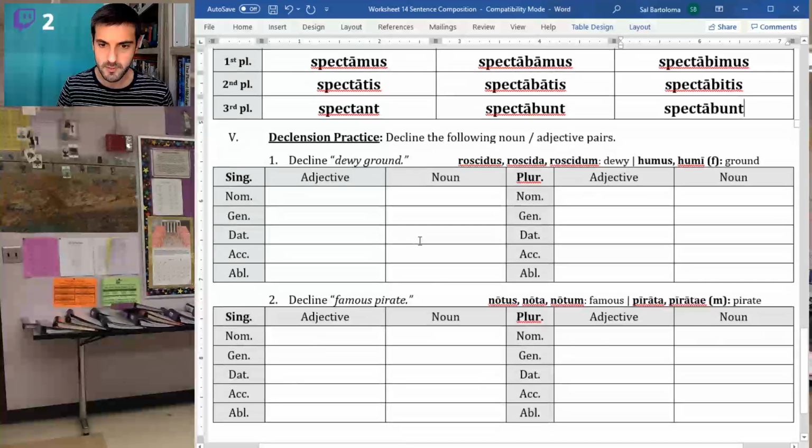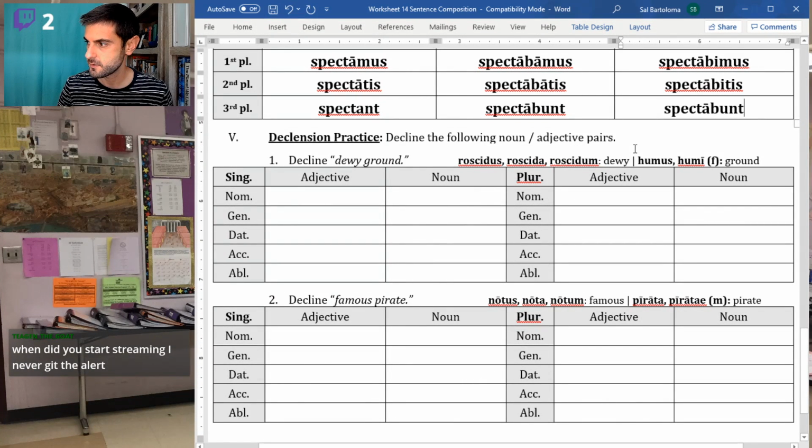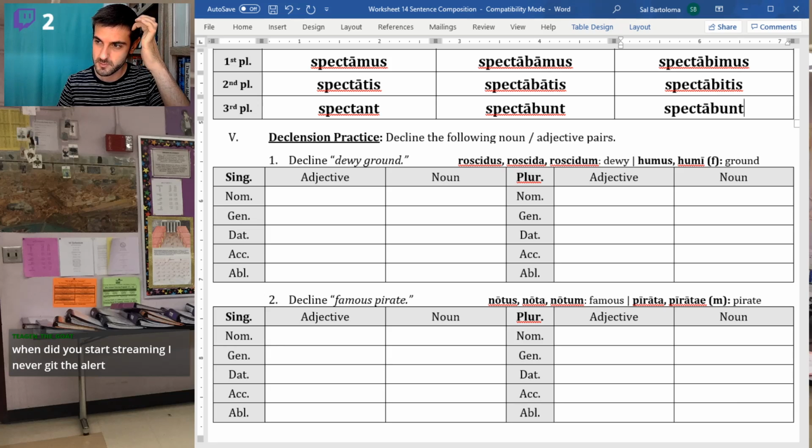We get to our noun adjective pairs. So we've got, only a couple minutes ago. I think it usually takes about a minute or two for the Discord alert to go out.